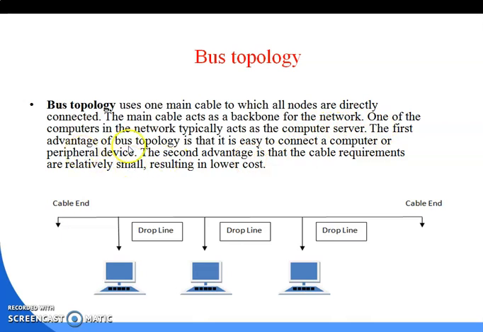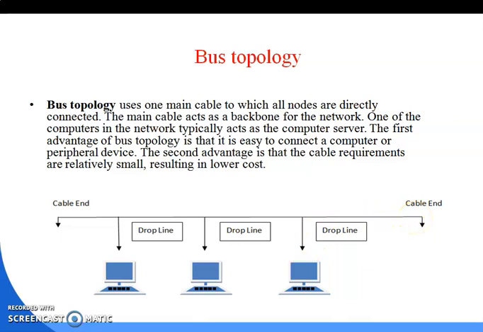The first advantage of bus topology is that it is easy to connect a computer or peripheral devices. The second advantage is that the cable requirements are relatively small, resulting in lower cost. So in the bus topology a central cable is used, which is known as the backbone cable, and through this backbone cable a number of computers are connected through the drop lines. The advantage is that it is very simple to connect any computer to this cable, but there is some limitation.